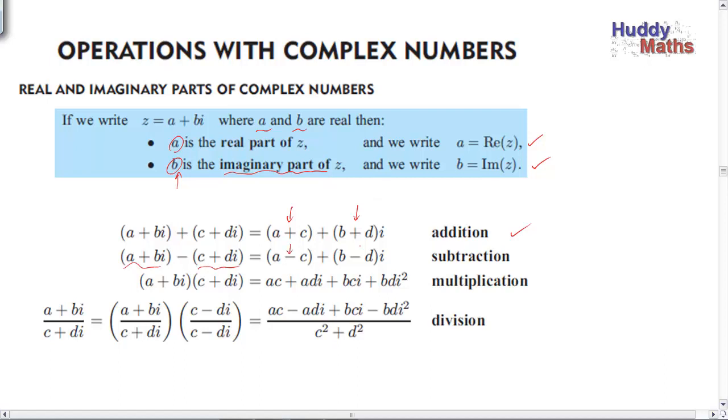Let's subtract the real parts and the imaginary parts. Real parts together, imaginary parts together. That's very important to keep that in mind later on.